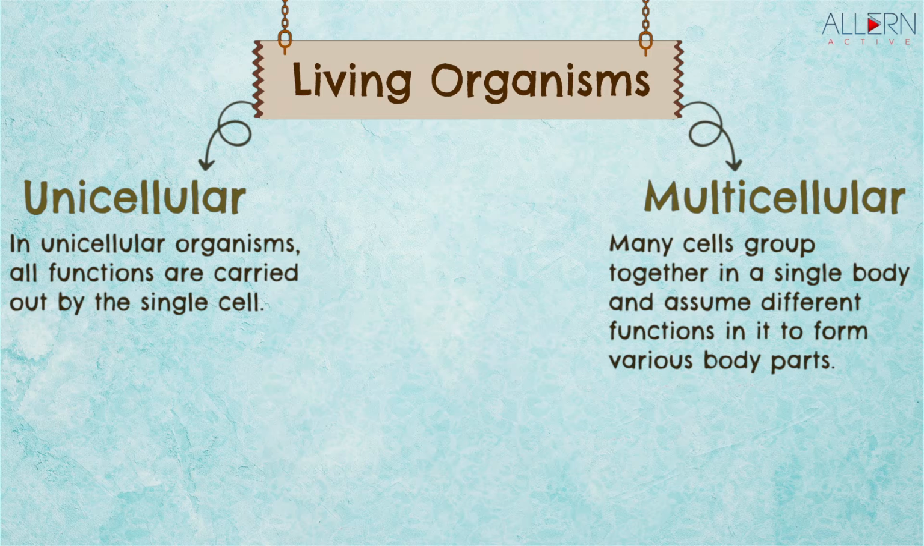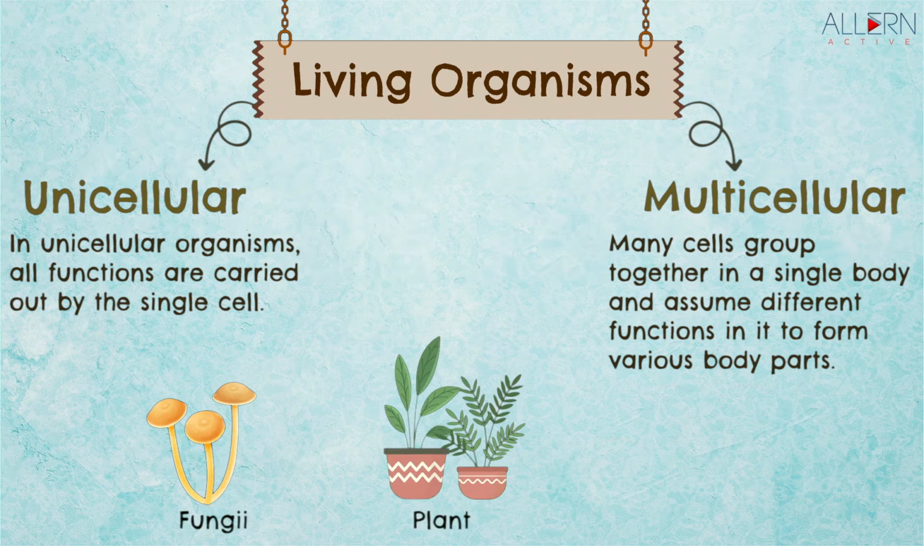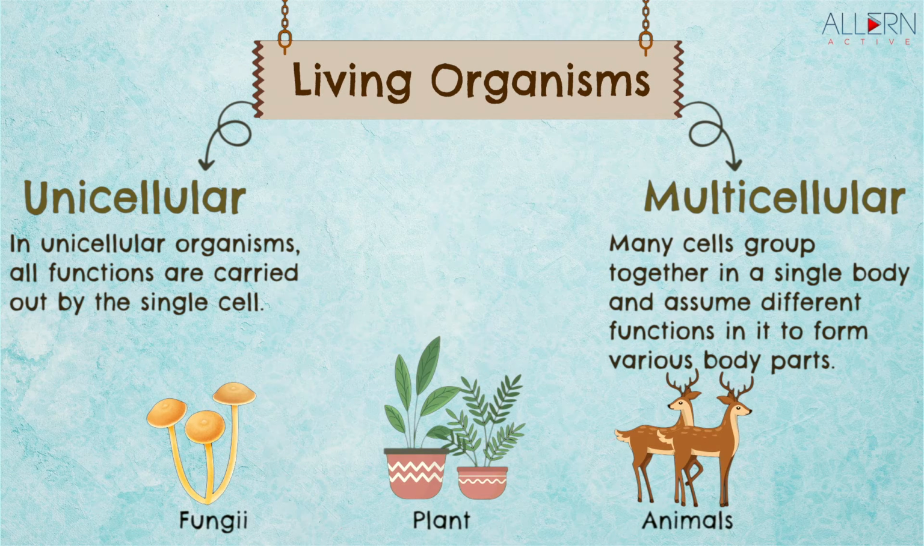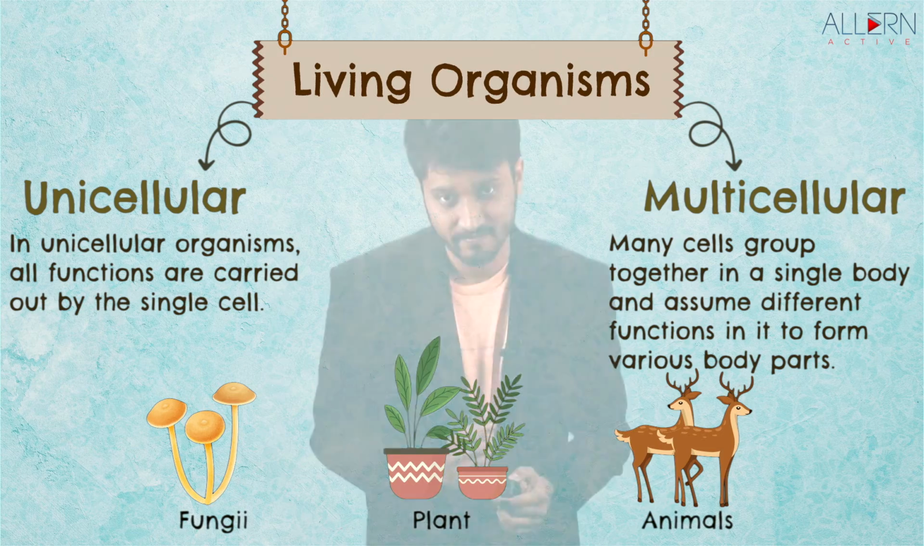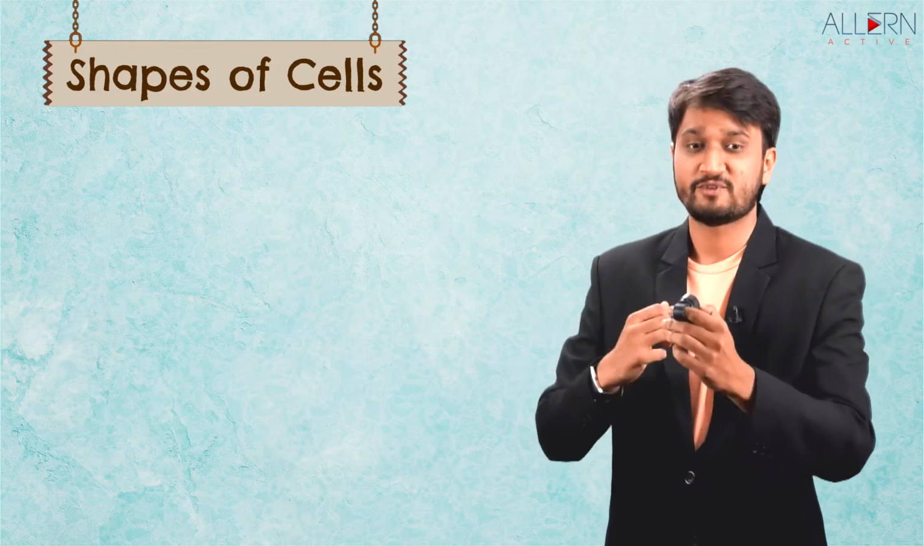What are their examples? Their examples are a few fungi, plants, animals. All these are multicellular creatures. So student, now that we have understood the different types of living organisms, two main types of living organisms rather, let's have a look at the shape of different types of cells.